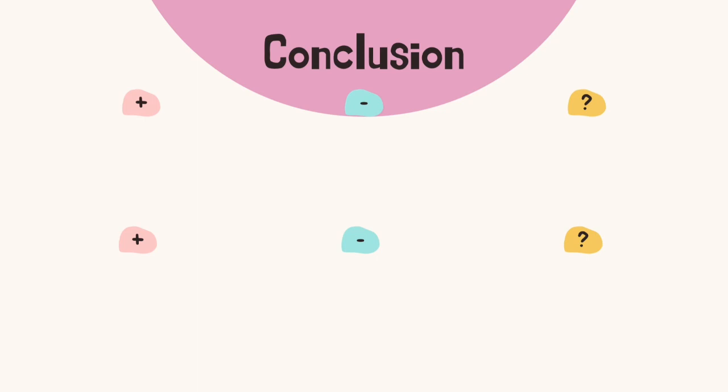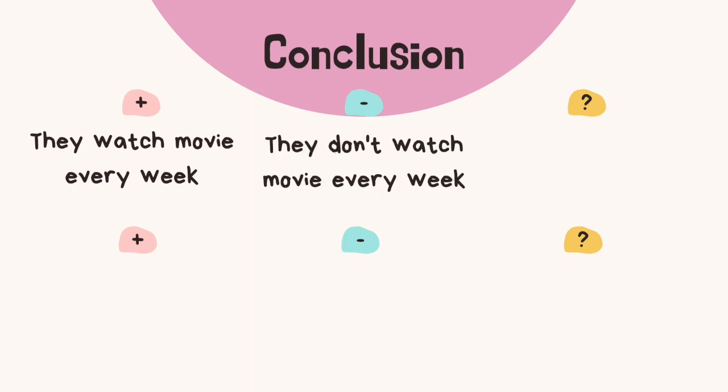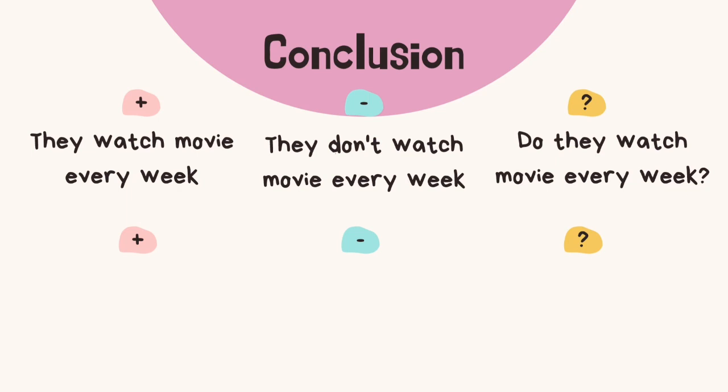So the conclusion of simple present tense is they watch movie every week. That's the positive form. They don't watch movie every week. That's negative form. Do they watch movie every week? That's the interrogative form. Jadi mereka menonton setiap minggu. Mereka tidak menonton film setiap minggu. Dan apakah mereka menonton film setiap minggu?